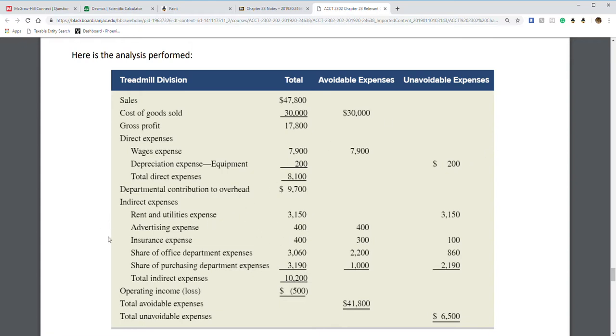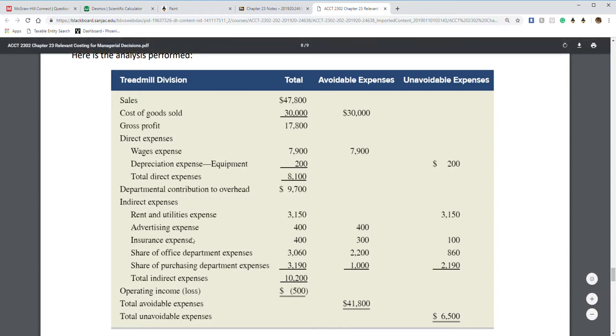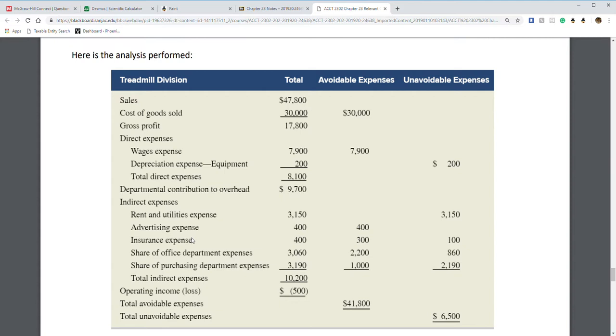Here, indirect expenses. Well, rent and utilities expense will always happen. Those are like true fixed costs. That's the factory overall. So of course that's unavoidable. But advertising expense. Advertising could change. If that division is gone, they no longer need to advertise. Thus, we avoid it. Insurance also can go away. But notice this.